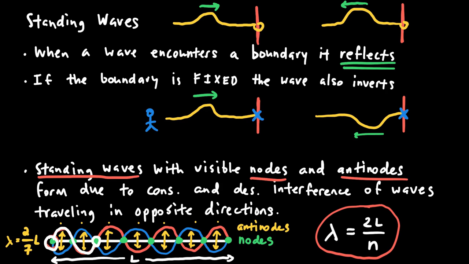And for that reason, we could say that the wavelength is equal to 2L divided by n, where n is the number of antinodes. And this is the basis for understanding how standing waves form and how we can use equations for the wavelength of standing waves to further understand how the waves look and what's going on with them.